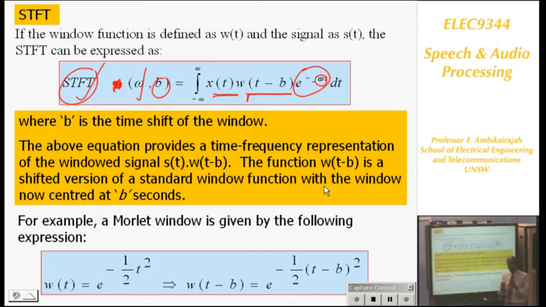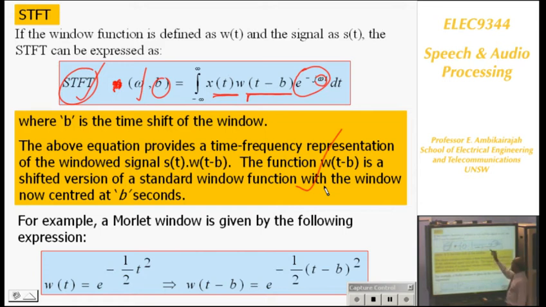So what's the short-time Fourier transform? You have got a signal, you window the signal, and then you use various sine waveforms to analyze whether those components are available within that signal. Okay? And that's what I've explained here.